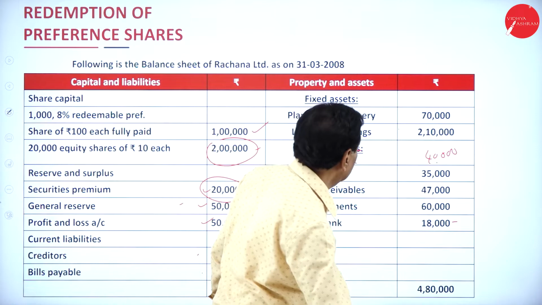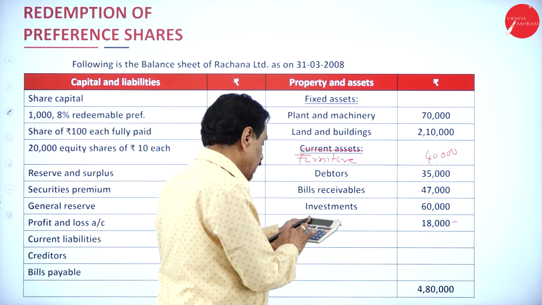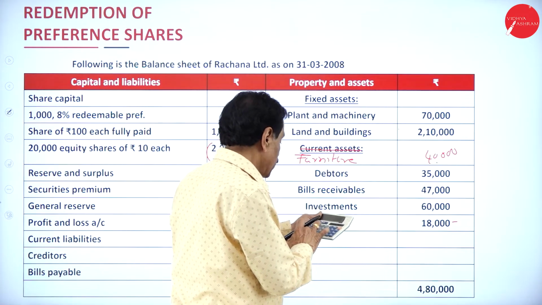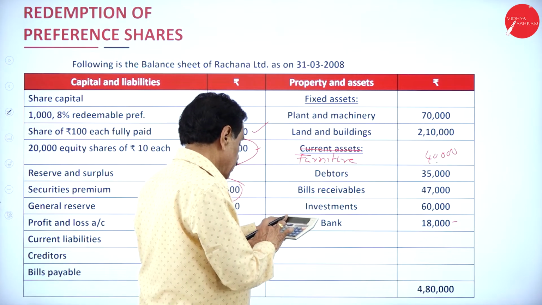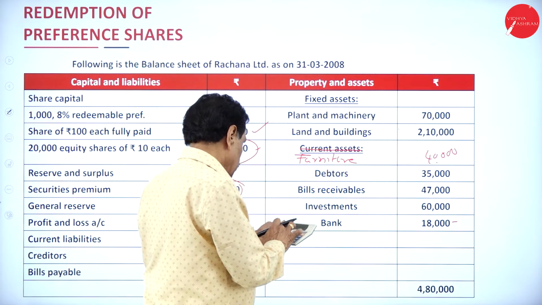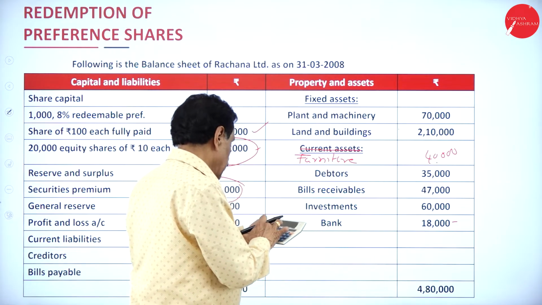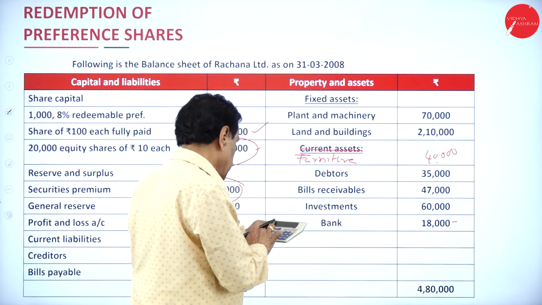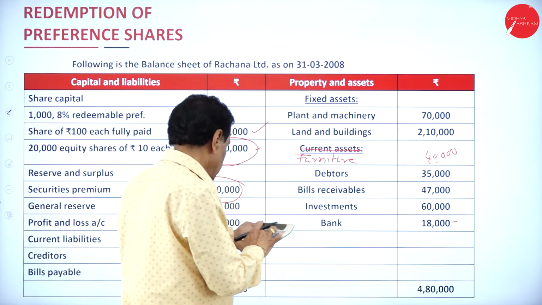If you add, no, so this is a wrong balance sheet here. 70,000 plus 2,10,000 plus 40,000 plus 35,000 plus 47,000 plus 60,000 plus 18,000.